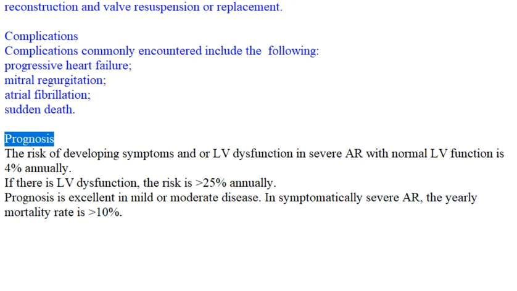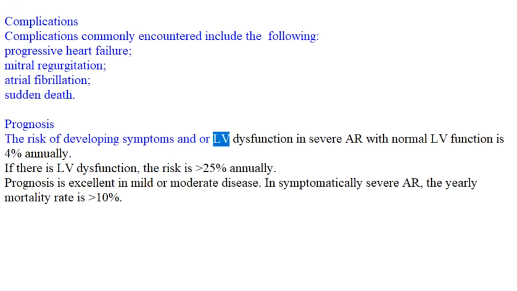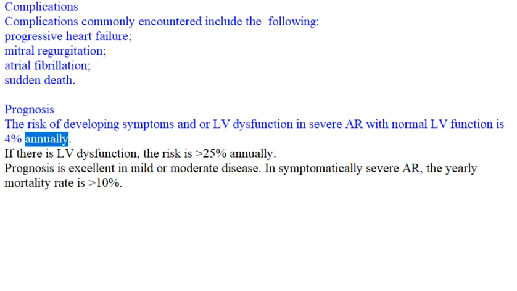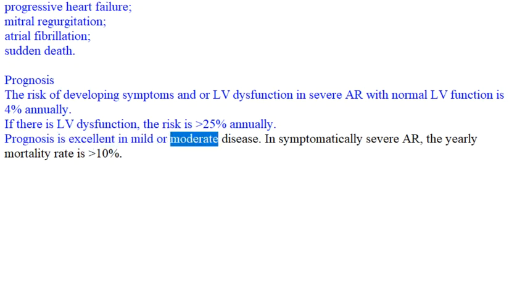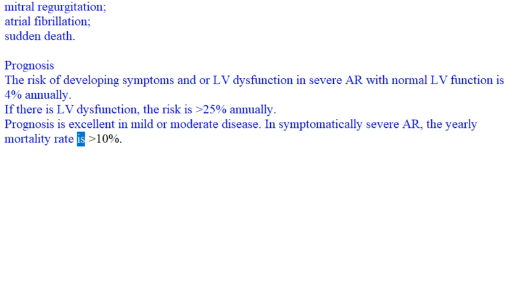Prognosis. The risk of developing symptoms and/or LV dysfunction in severe AR with normal LV function is 4% annually. If there is LV dysfunction, the risk is 25% annually. Prognosis is excellent in mild or moderate disease. In symptomatically severe AR, the yearly mortality rate is 10%.